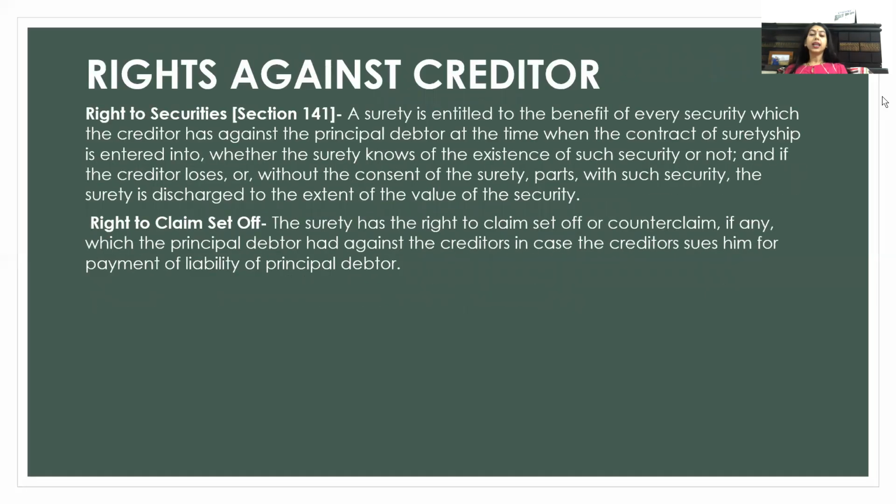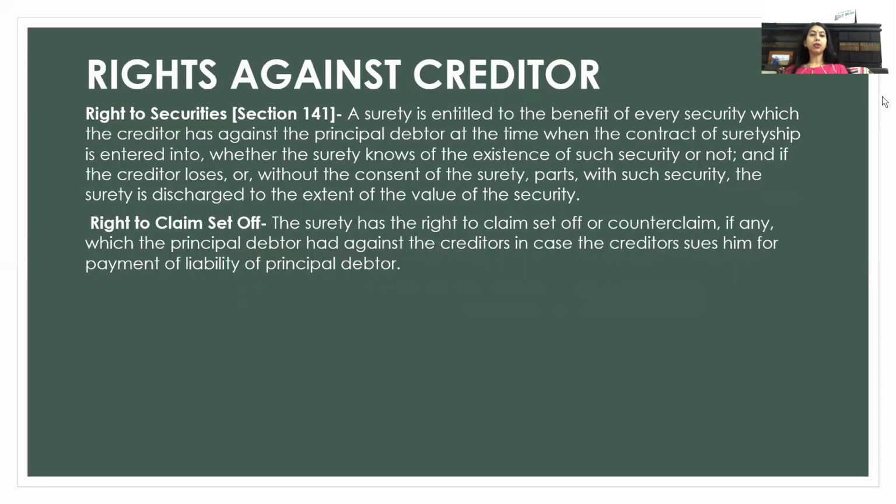Next, right against the creditor. Under section 141, right to securities. Now, the creditor has the security. What is security? Security is any kind of property; a document can also be taken under the ambit of security. Any jewelry can also be taken under the ambit of security. So these securities rest with whom? These securities are given to the creditor by the principal debtor to take that particular loan.